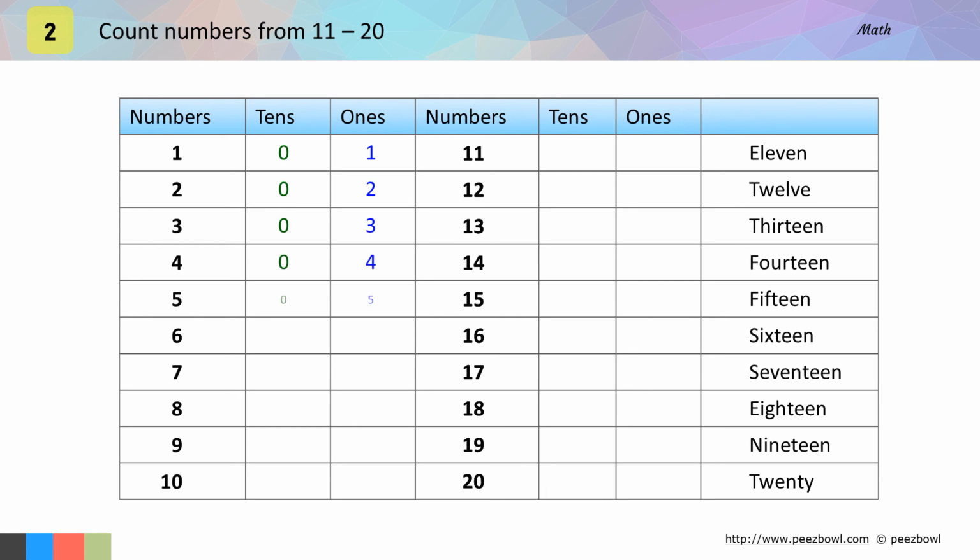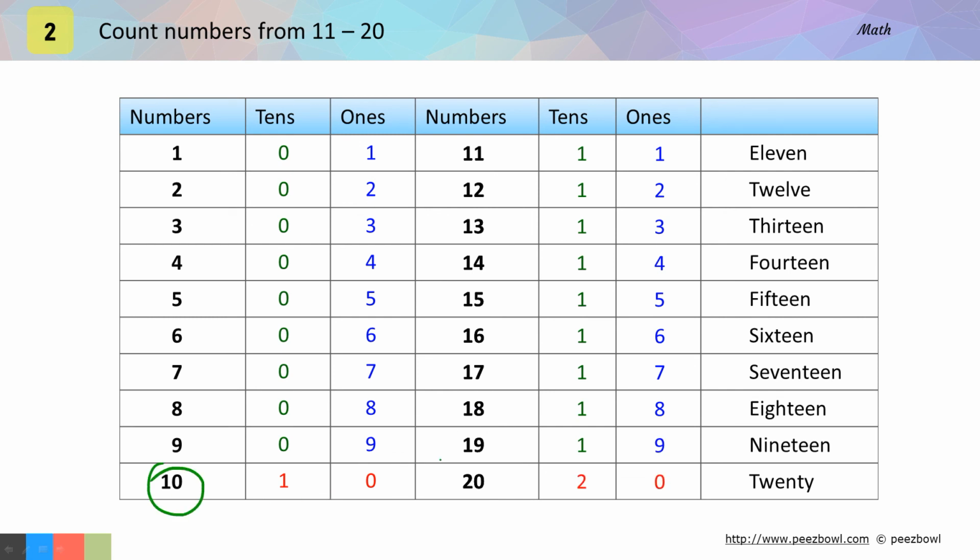See how we counted from 1 till 20 and the place value of each number. Also observe how the numbers are changing at 10 and 20. You can pause here for a few seconds and see the number of tens and ones in these 10 numbers from 11 till 20. Hope you understood how to count numbers till 20.